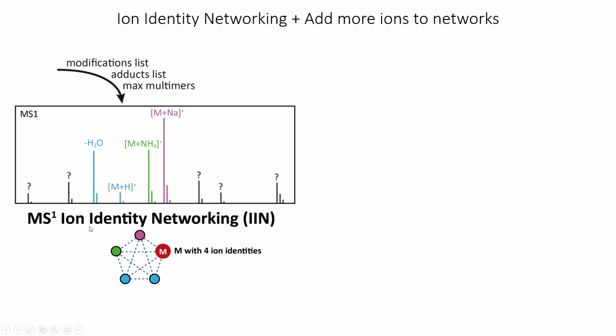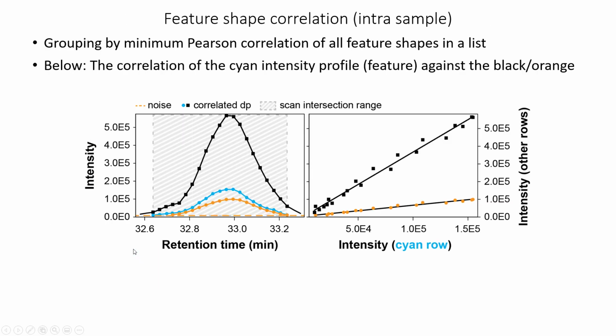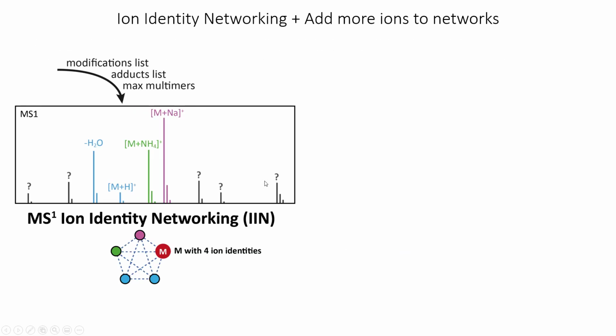And with this, we can create a network of connected nodes. So all of these nodes are features, and we have identified them as ammonium and sodium adduct, and they're just connected based on the m/z difference between these features. And they're also connected based on the feature shape correlation, because we only do this with correlated features. And then finally, they all point to the same neutral molecule. So they all point to the same neutral mass.